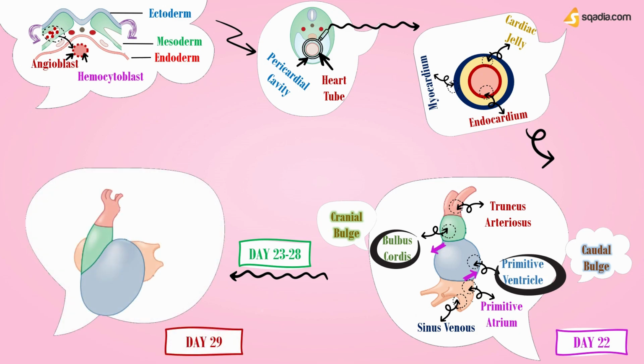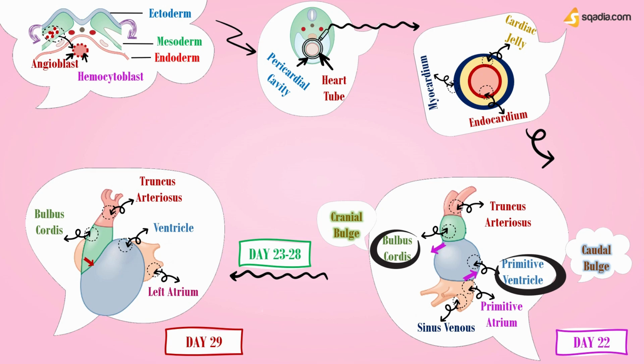At day 29, you can see the junction between the bulbus cordis and ventricle by the presence of the bulboventricular sulcus. Now, this is truncus arteriosus. This is bulbus cordis. This is ventricle, and this is left atrium.